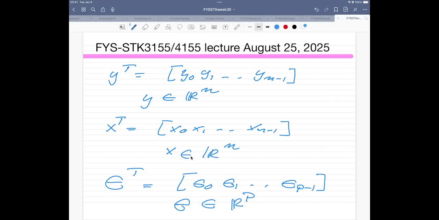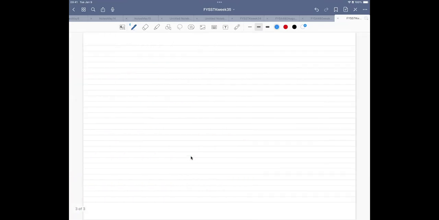So this is the basic starting point. And then we are going to make a model now. The typical model we make, and this is just a model, is to fit a polynomial of a given degree. So that means that we will make a model y tilde, which also has the same dimension as the x's and the y's.